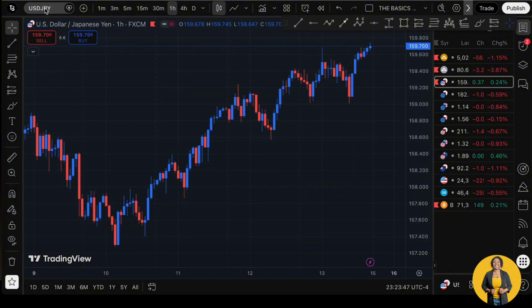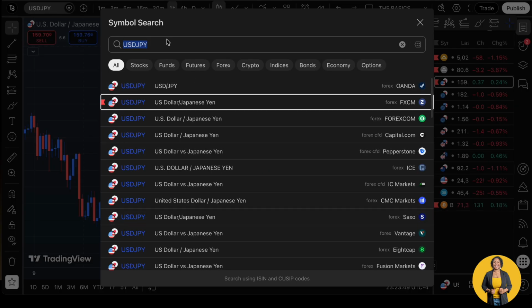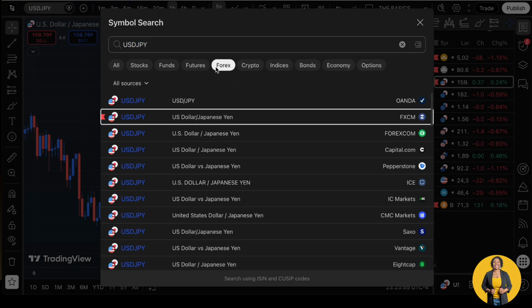When you look up here at the top left, you're going to be able to see all the different currencies. You can trade stocks, funds, futures, Forex, cryptos, indices, bonds. But today we're going to be trading Forex. Forex means exchange of one currency for the other. Right now we're looking at USD to JPY, the US dollar to the Japanese yen.